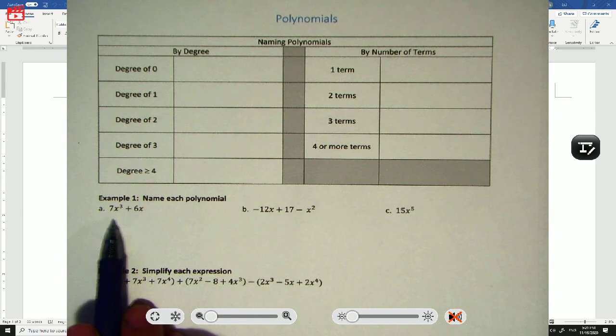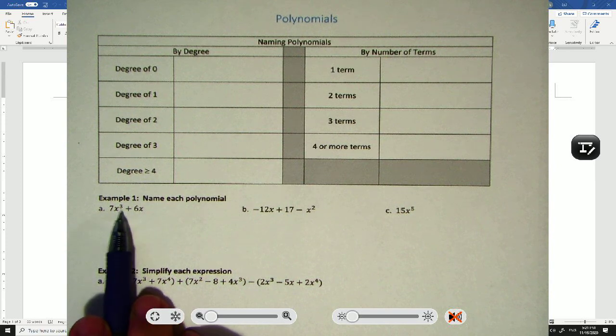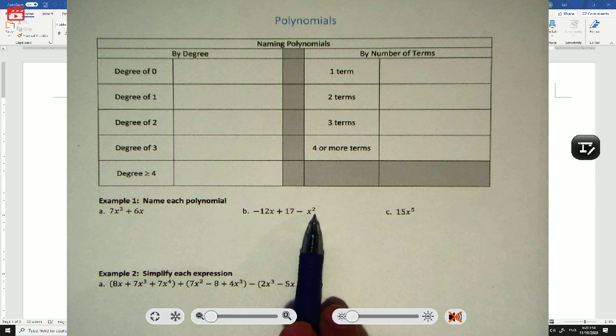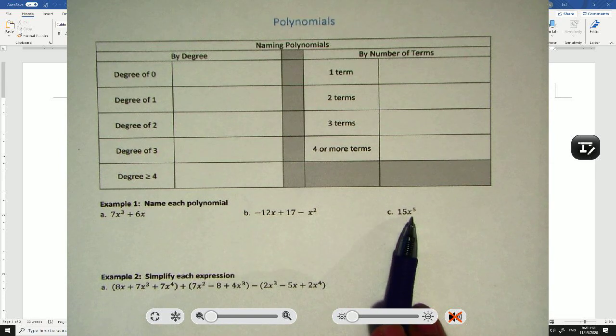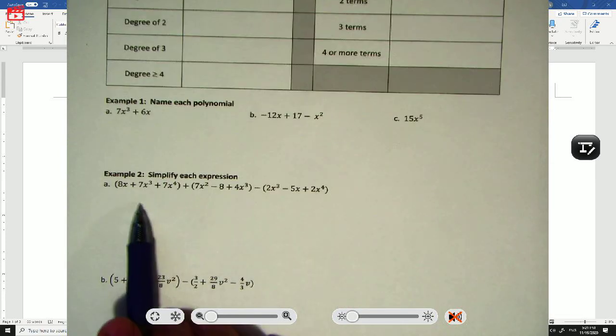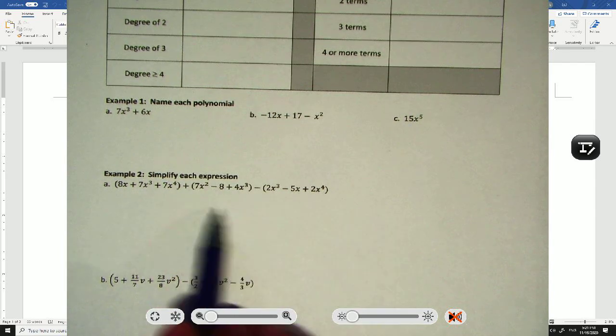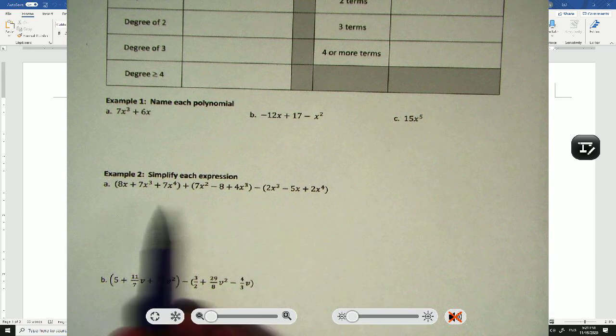So, let's go down here. Degree here is 3, right? So the highest exponent is 3. B, the highest degree here is 2. Here, degree of 5. If I were to look over here, I have several exponents, but the highest one amongst all of these is 4. So this expression will be a 4th degree polynomial.